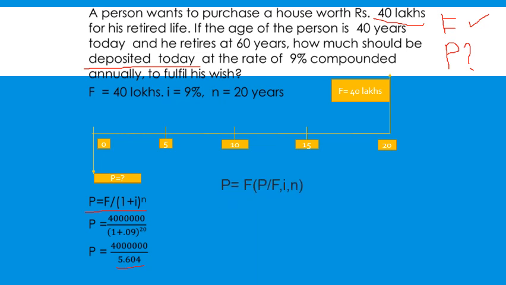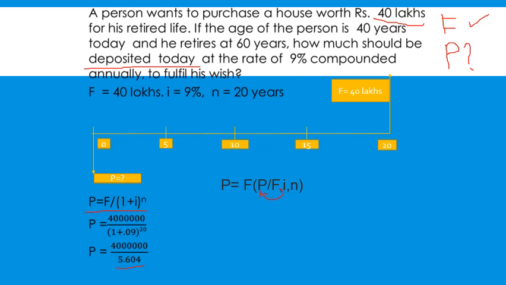Let us solve the same problem in the second method using interest factor tables. P is equal to F multiplied by (P/F, i, n). P/F means F is being converted into P. P is unknown, F is known. That's why P/F. In the earlier case, it was F/P. Why was it F/P? Then P was known, F was unknown. That's why it was F/P.